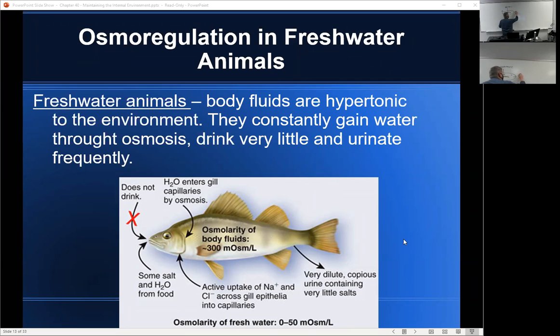Because of that, they don't drink. And to get rid of the excess water that's constantly entering their body by osmosis, they urinate very frequently. Okay, so that's freshwater fish.